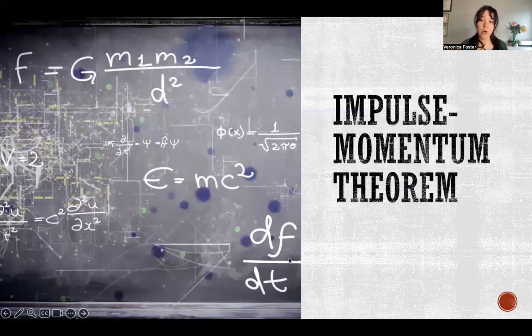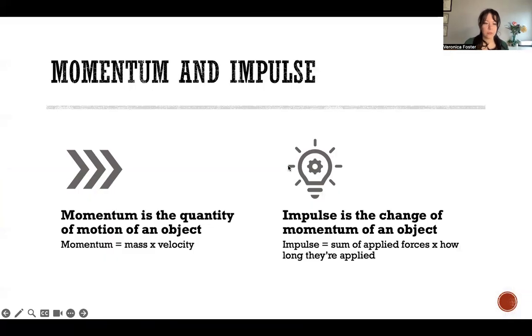Hello, in this video, I'm going to explain the impulse momentum theorem, and at the end, I'll give an example of a real life situation. So first, to understand the momentum impulse theorem or the impulse momentum theorem, we have to understand what momentum and impulse are. So momentum is the quantity of motion of an object.